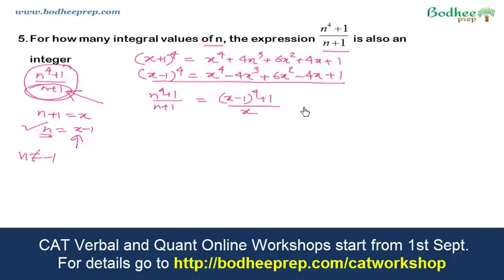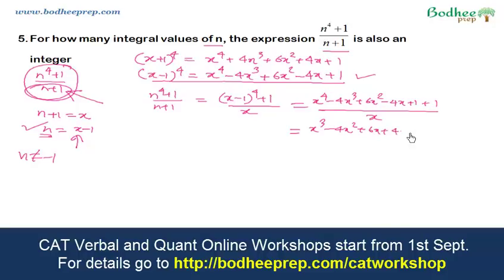Now let me use this expansion and substitute here. So we can say that this is x to the power 4 minus 4x cube plus 6x square minus 4x plus 1 plus 1, whole divided by x. So if I take term by term, it will be x cube minus 4x square plus 6x minus 4 plus 2 by x. We can see that for any integral value of x, this entire portion will always be an integer. It will only depend upon the last term, and that is 2 by x. So for 2 by x to be an integer, x has to divide 2.